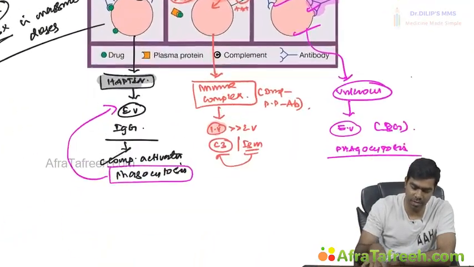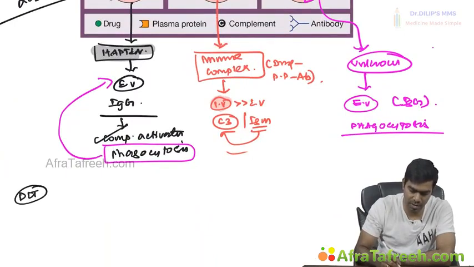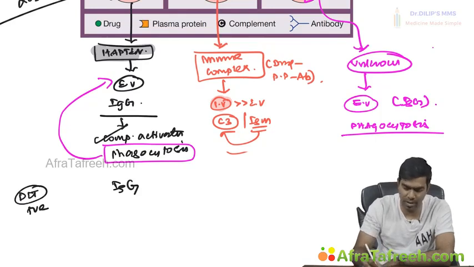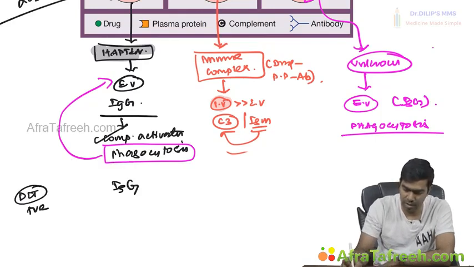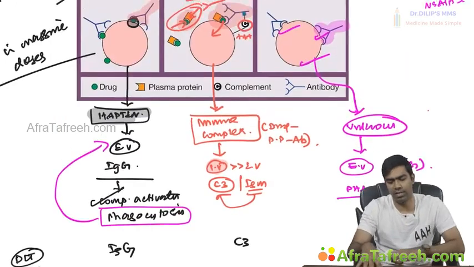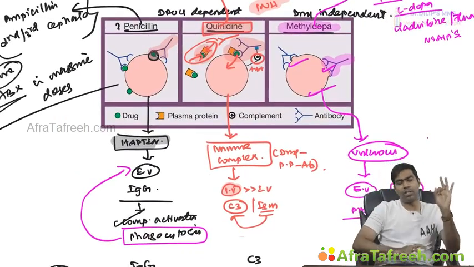Remember, DCT will be positive in all these conditions. What will be the DCT positivity here? IgG. Here the DCT positive will be on C3. Here the DCT positive will be on IgG again. So these are the three differences. Remember, there are three models. One is the Hapten model, second is the immune complex model, third is the unknown mechanism.